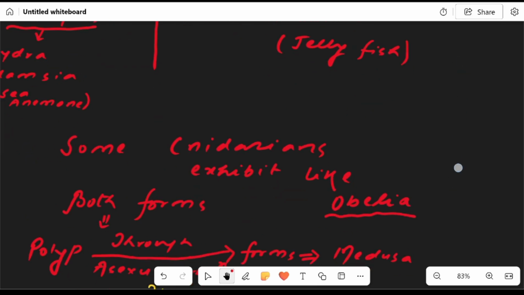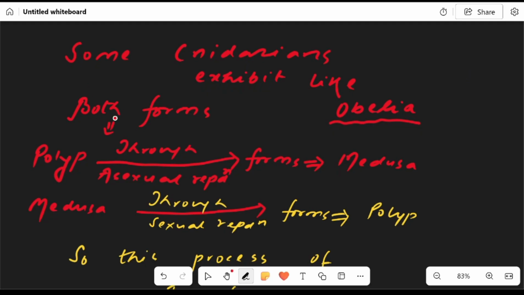jellyfish. There are some cnidarians which exhibit both forms, polyp and medusa. From polyp to medusa, the transformation takes place through asexual reproduction. From medusa to polyp, the transformation takes place through sexual reproduction. So you can say in this manner, here it's asexual, here it's sexual.